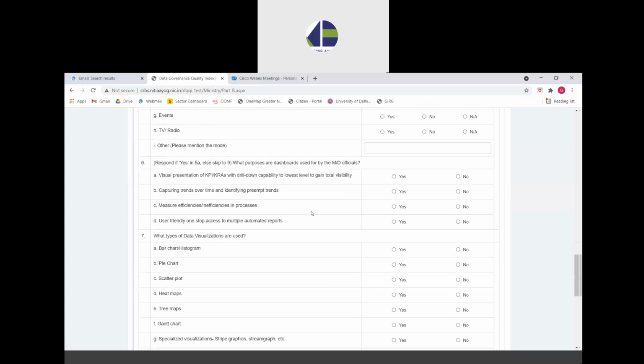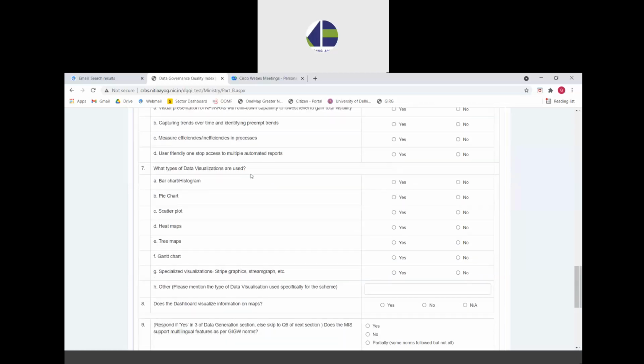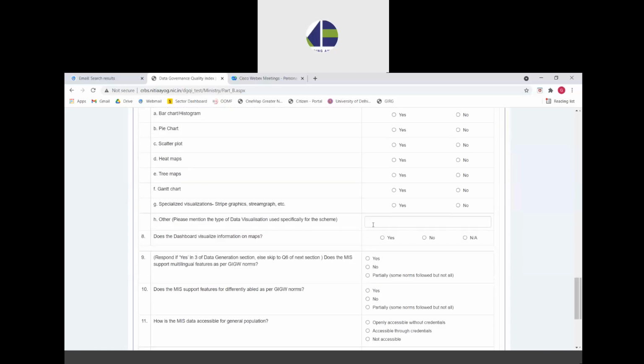Question 6 is specific to what are the purposes for which dashboards are being used by ministry officials, if they are in place. So that they are not just there for dissemination but also for internal contemplation and internal decision making, as they can be very helpful. So for different purposes, ministries are requested to select whichever purpose they are using the dashboard of the scheme for. Question 7 asks what kinds of data visualizations are available on the dashboard of the scheme, ranging from bar charts to specialized visualizations like stream graphs and Gantt charts, etc. If they're using any other type of visualizations, you can mention it in the text box.